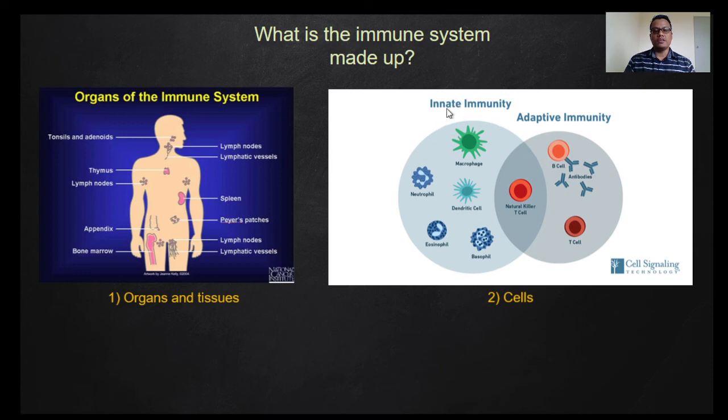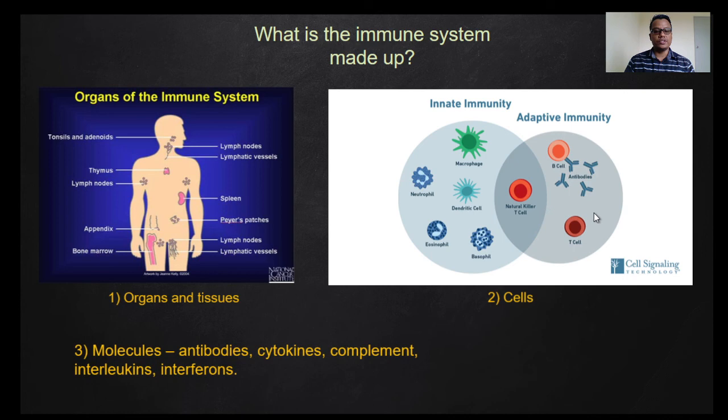We have innate immune cells and also adaptive immune cells. In the innate immune cells, we have neutrophils, macrophages, eosinophils, basophils, and also dendritic cells together with natural killer cells. And for the adaptive immunity, we have T cells and also B cells that produce antibodies. And the third main component of the immune system is the molecules. It consists of antibodies, cytokines, complement, interleukins, and also interferons.